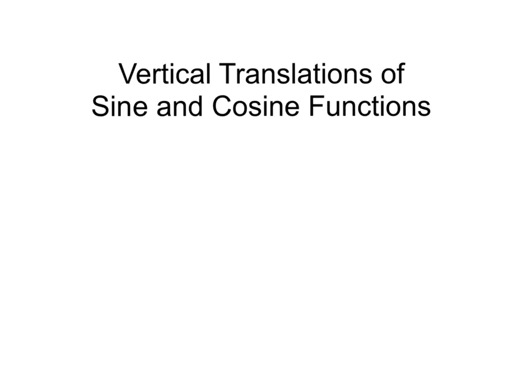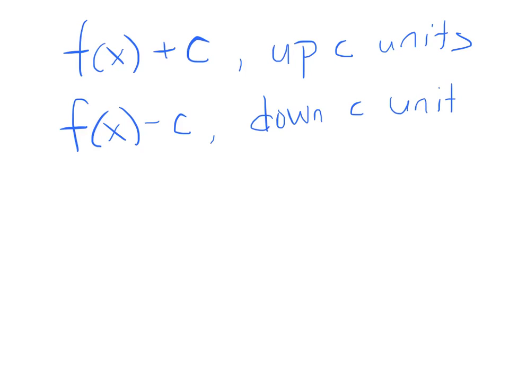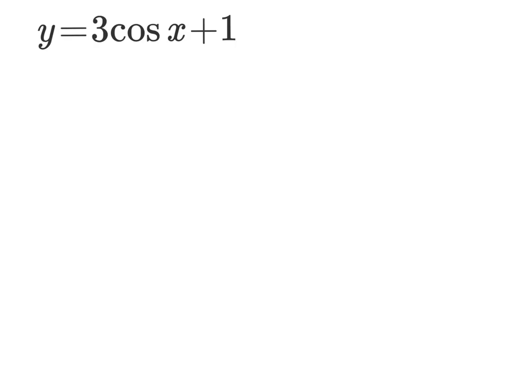Today we're going to take a look at vertical translations of sine and cosine functions. Now you may remember from chapter 1 that if we added a constant to our function, this shifted our entire graph up c units, but that if we subtracted, our graph would shift down c units. So we're going to take a look at sine and cosine functions that have been shifted up or shifted down. And here's our first example.